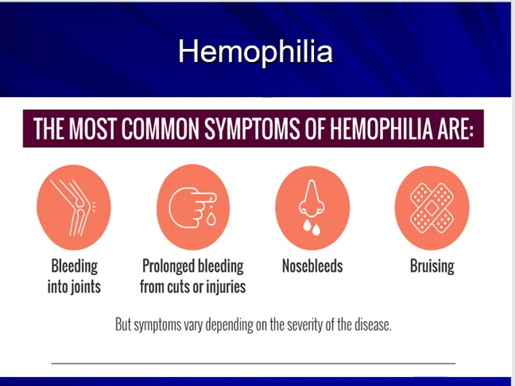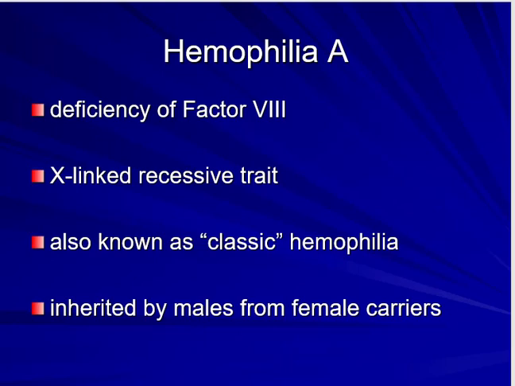Some common symptoms of hemophilia are prolonged bleeding, bleeding into joints, which can be very painful, epistaxis, which is a nosebleed, and also bruising. So let's look at the few different kinds. We have hemophilia A, and that is a deficiency of the blood clotting factor number 8, known by the Roman numeral VIII.